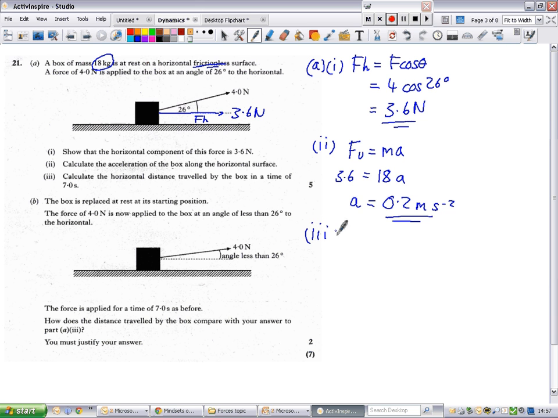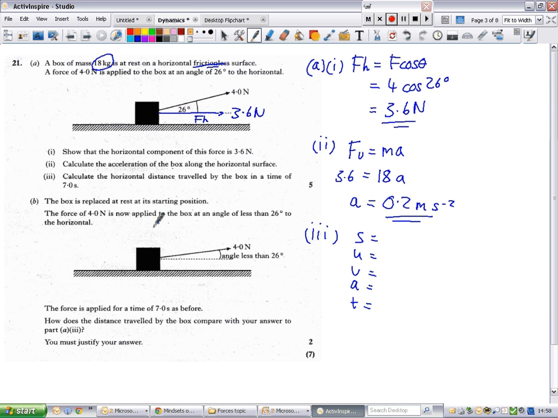Part 3. Calculate the horizontal distance travelled by the box in a time of 7 seconds. We've got all sorts of information about the motion, so anytime we do have information about motion, we write down SUVAT and we figure out which equation of motion to use. So although this is essentially a dynamics problem, you'll often find that you throw in a wee bit of kinematics in there, because once you understand a little bit about the force, it's relevant to mention something about the speed and the displacements of the objects.